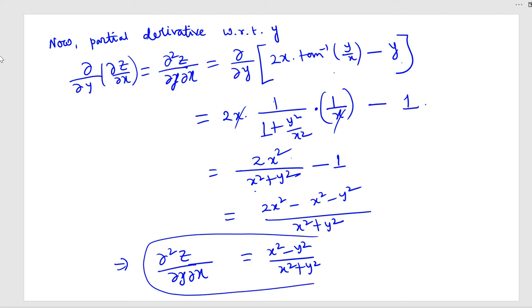So whatever we have done for ordinary differential calculus, for ordinary derivatives, same idea, but we have to think of the other variable as a constant.